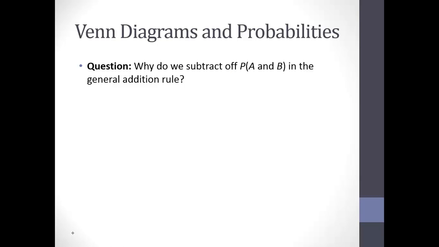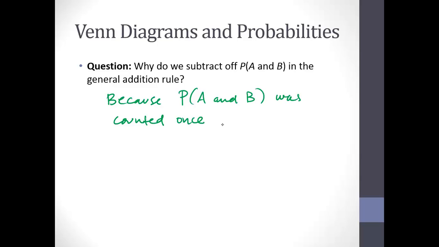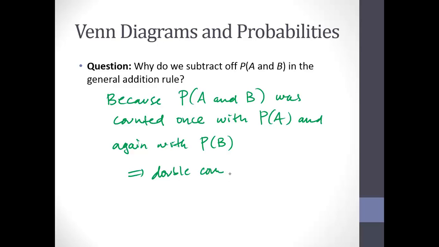And again, the question is, why do we subtract off the probability of A and B in the general addition rule? We just said that again because the probability of A and B was counted once with the probability of A, and again with the probability of B. So we double counted, and we need to subtract that off.